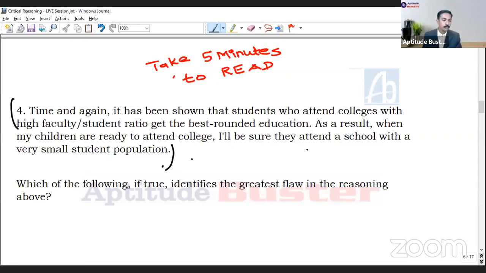As a result, when my children are ready to attend college, I'll be sure they attend a school with a very small student population. There are just two sentences.